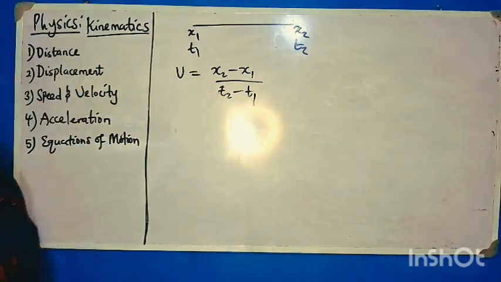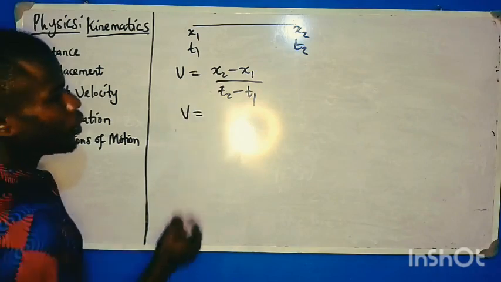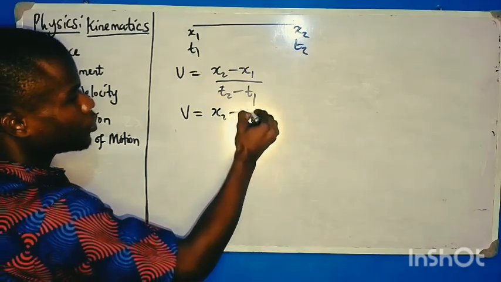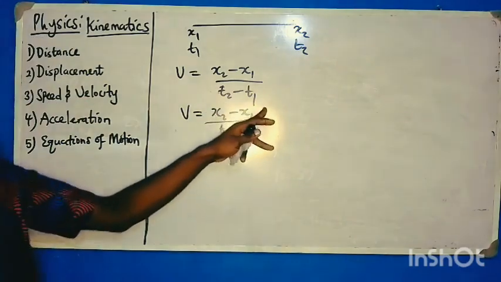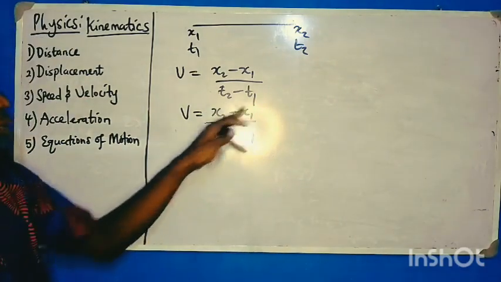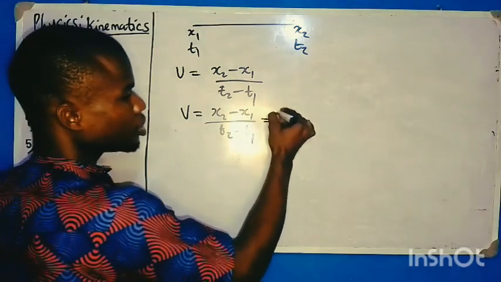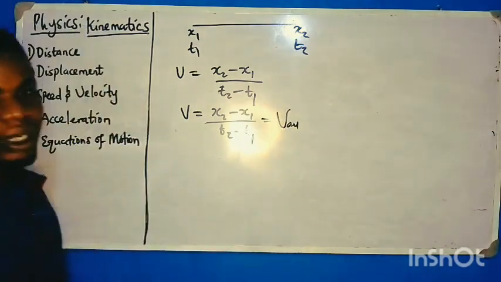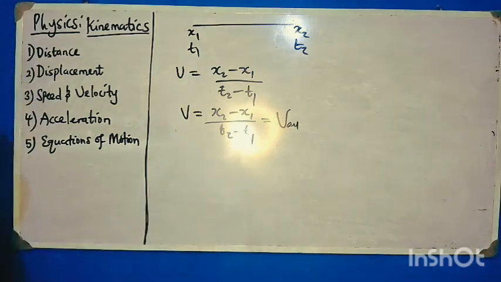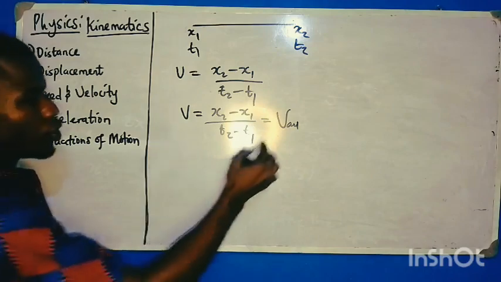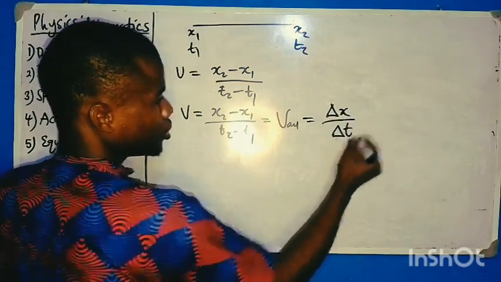That's the same thing we can use for velocity. We can also say our velocity is equal to x2 minus x1 all over t2 minus t1. In this case, we are using change in displacement because velocity is change in displacement all over change in time. But this type of velocity is called the average velocity. That's the average velocity of the body, the change in displacement all over change in time. So we can say this is change in x all over change in t.